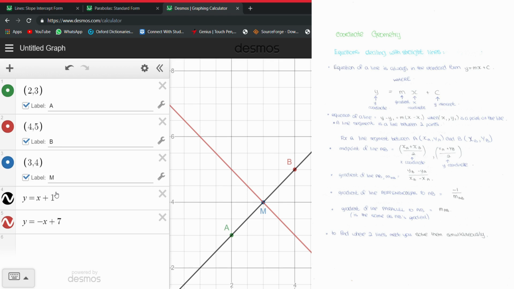So if you subtract them, you would get 0 is equal to x minus x, which is 2x, and 1 minus 7 is -6. So 2x is equal to -6, no, 2x is equal to 6, sorry, because you carried over the equal sign. x is equal to 3.